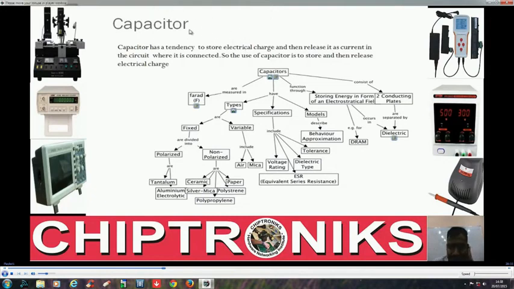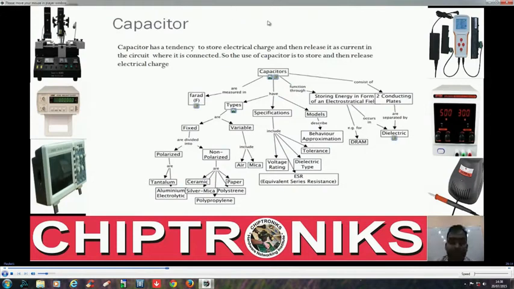Capacitors are measured in farad, and there are two types of capacitors. One is fixed, another is variable, and the fixed are also divided into two: polarized capacitors and non-polarized capacitors. If the capacitor is a polarized type, then you have to connect it according to polarity. The positive supply has to be connected to the positive side of the capacitor, and the negative supply to the negative side. If you don't do so, you can really create a mess.